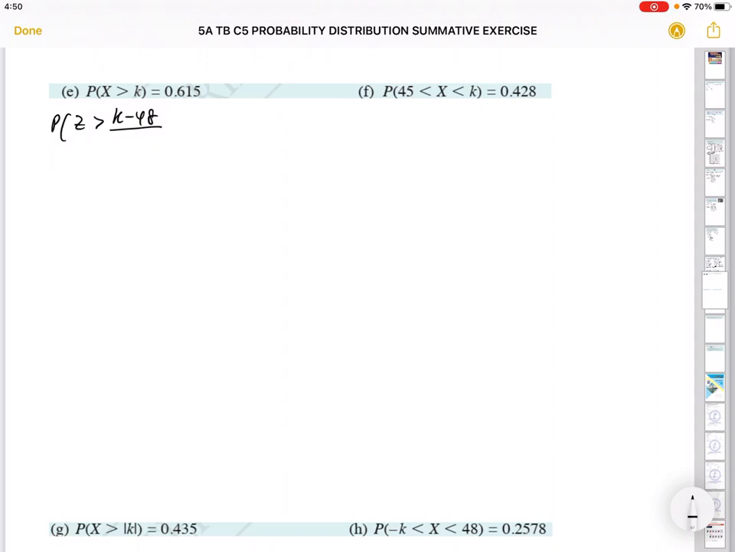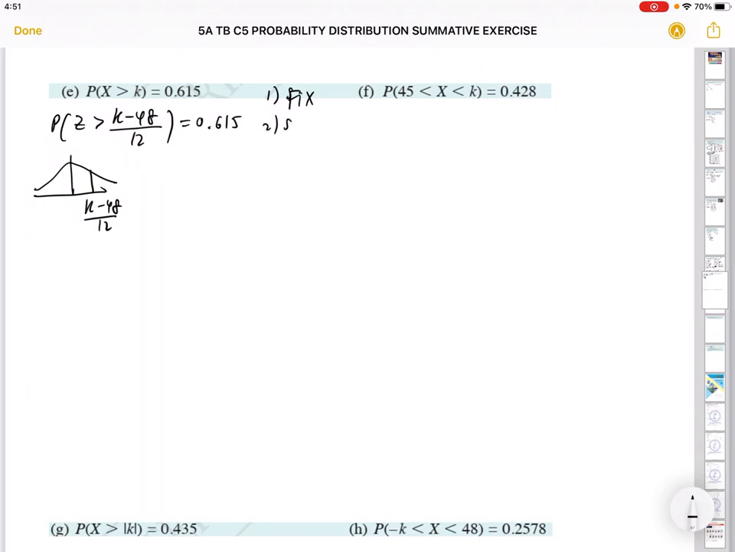Here's the thing I always teach my students. I always tell them, number one, you got to fix the position. What do I mean by fix the position? We do not know whether this K minus 48 over 12 is on the left or on the right hand side. So we fix the position. Let's say I put it on the right hand side, K minus 48 over 12. Number 2, I shade the region. Where you shade depends on this symbol here, more than.